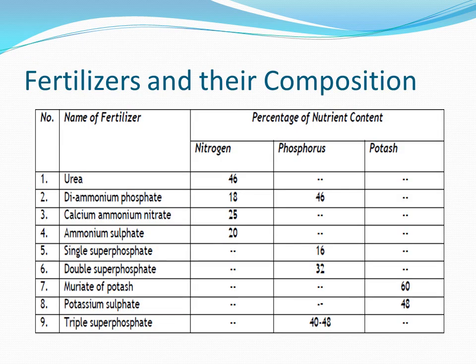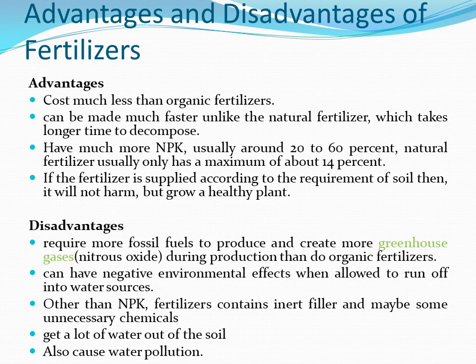Now this table shows various fertilizers and the amount of nitrogen, phosphorus and potash contained in them. Now coming to the advantages and disadvantages of these fertilizers. Now what are the advantages of these chemical fertilizers?